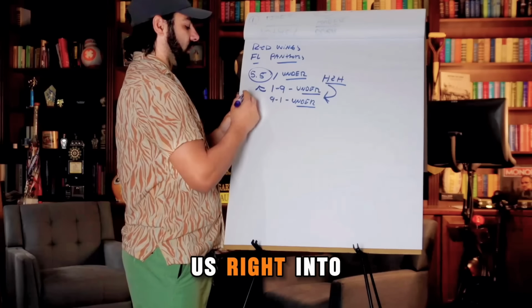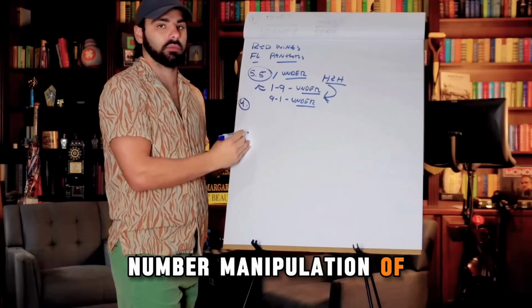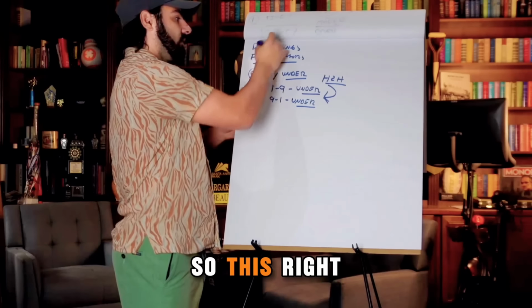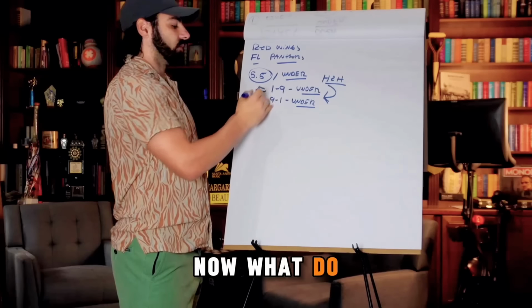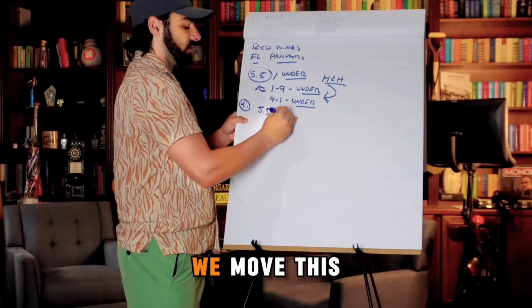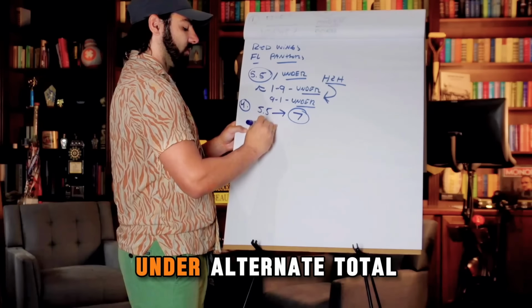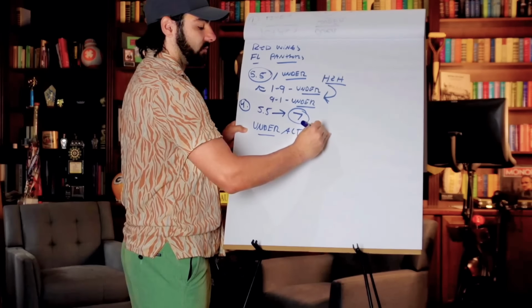Now that leads us right into step 4, which is going to be the number manipulation of what we're doing here. So this right here ended up being a play. Now what did we do? We didn't take the under 5.5. Instead of taking 5.5, we moved this number to 7. And we ended up taking the under alternate total at 7.